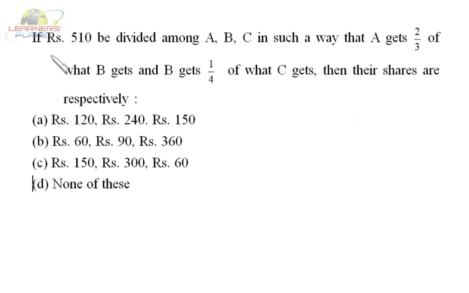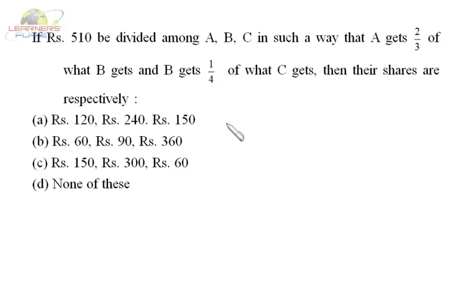Now let's see this problem. If rupees 510 be divided among A, B, C in such a way that A gets 2/3 of what B gets and B gets 1/4 of what C gets, then their shares are respectively. Friends, it's a very simple problem. We can do this problem even without paperwork. Now the ratio of A and B is 2:3.